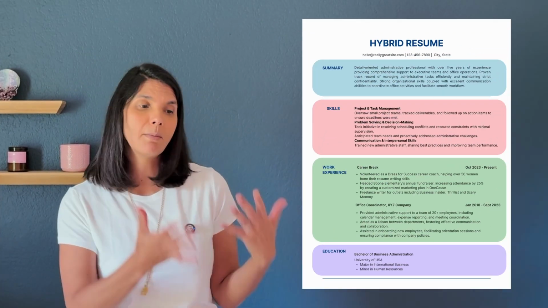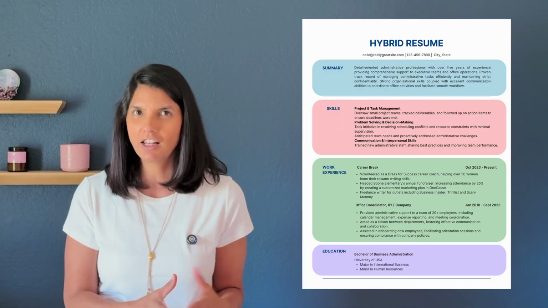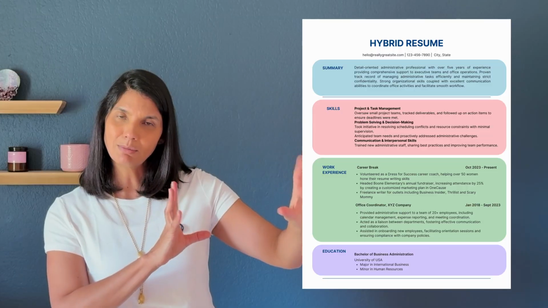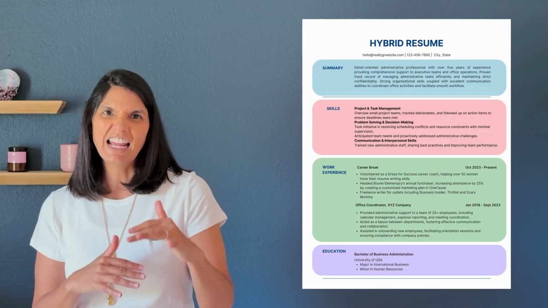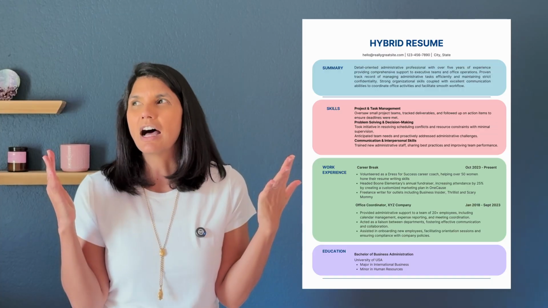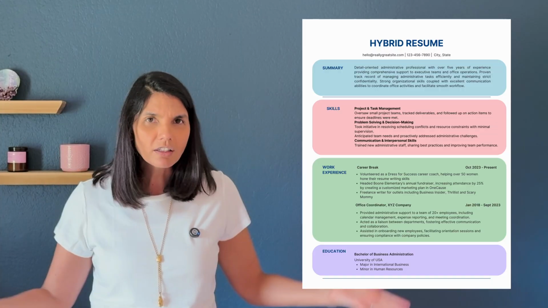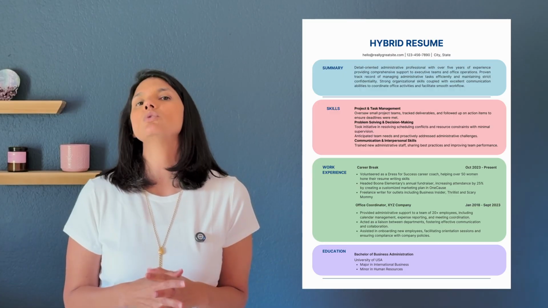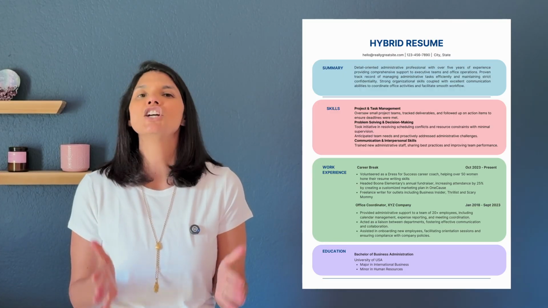Now, a hybrid is a combination of a functional and a chronological. So the first half will be focused on your skills and abilities, and then it'll move to the second half where it will list some of your work experience. Now, I don't often recommend this one, but if you are looking at a career break of like 15 years or so, then yes, it might be time to explore a hybrid. But for the most part, go with a chronological resume.